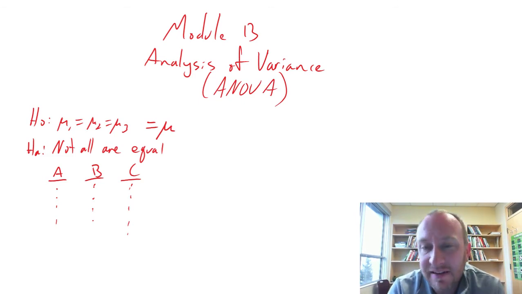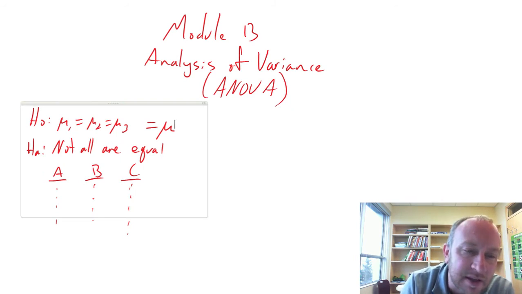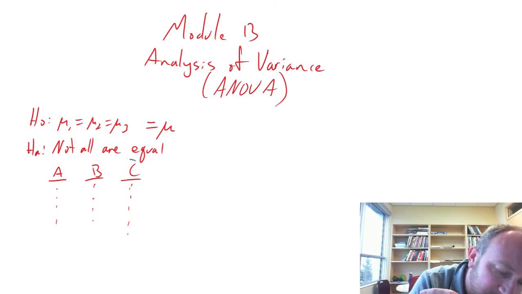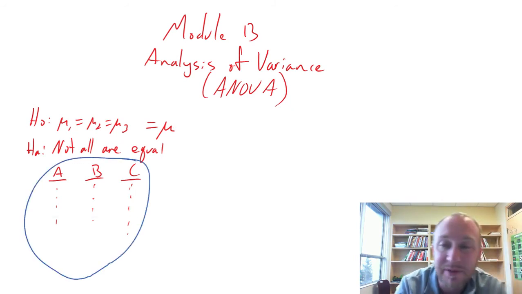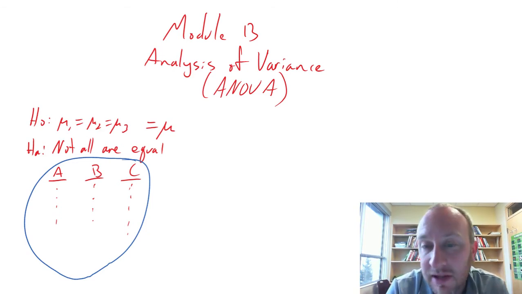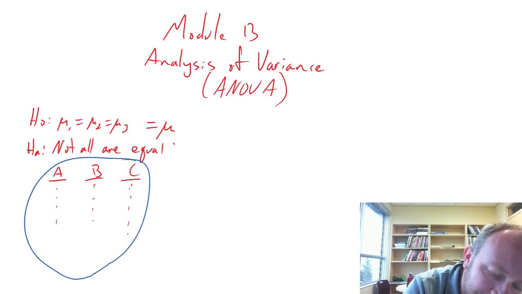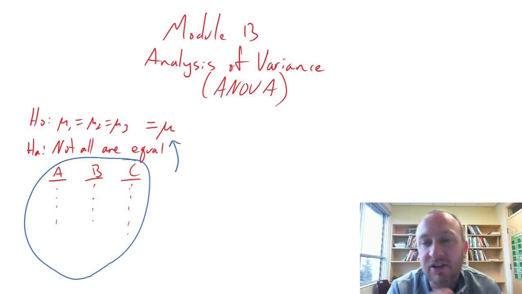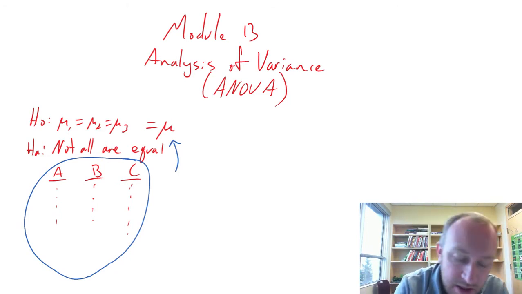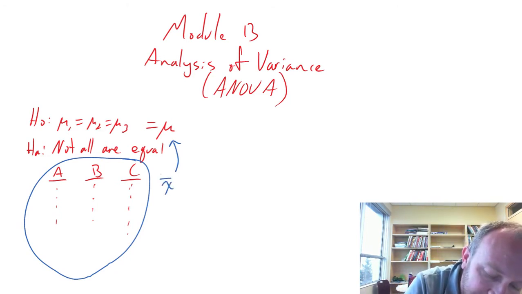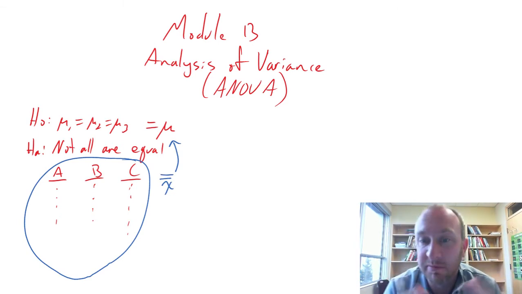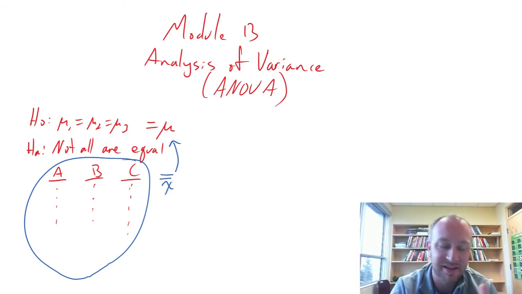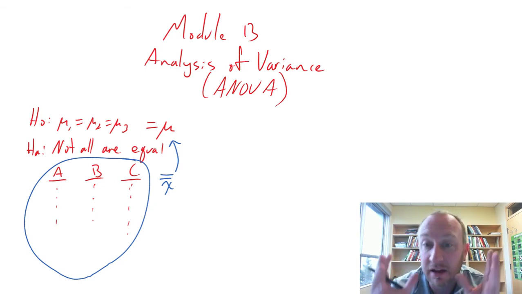So if that's the case, then the implication is that there's no difference between these three samples. They're all coming from the same population. So what is my best guess of this common population mean mu? Well, it would be what we call x double bar, or the grand mean. And so the grand mean is just the average of that entire data set, treating it as one sample.